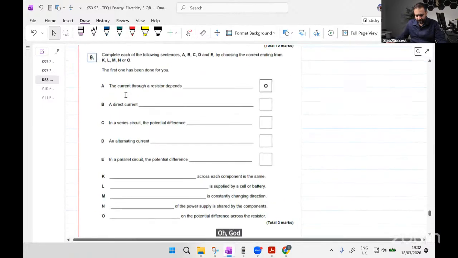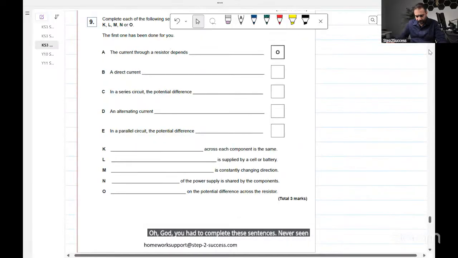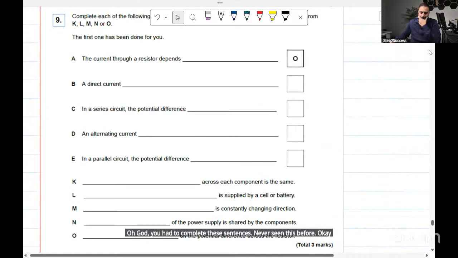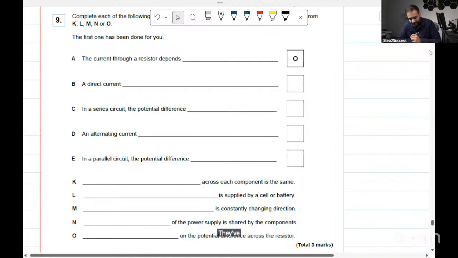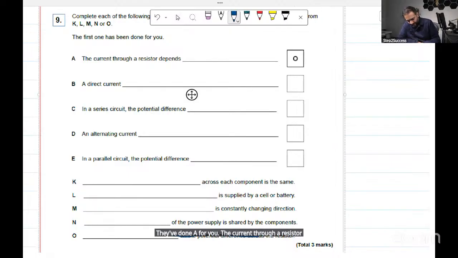Oh God, you have to complete these sentences. I've never seen this before. Okay, they've done A for you. The current through a resistor depends on the potential difference across the resistor.